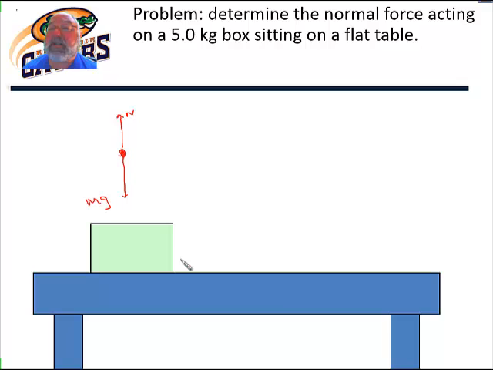Okay, so there are no forces acting in the x direction. The box is sitting still. Nothing is pulling on it or pushing on it. There can't be any friction. But that's the subject of another video a little bit later on.